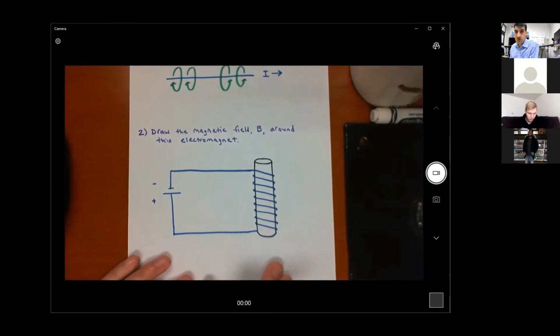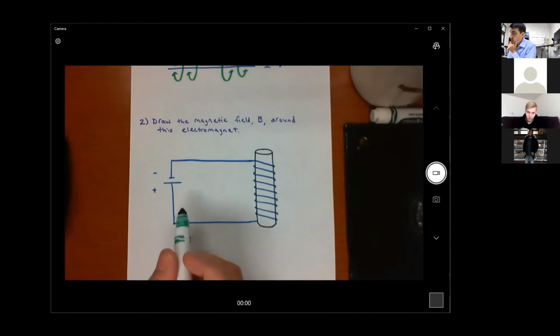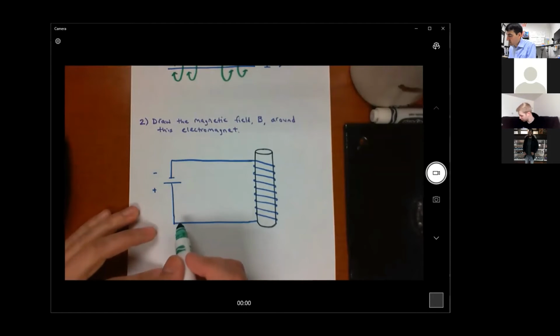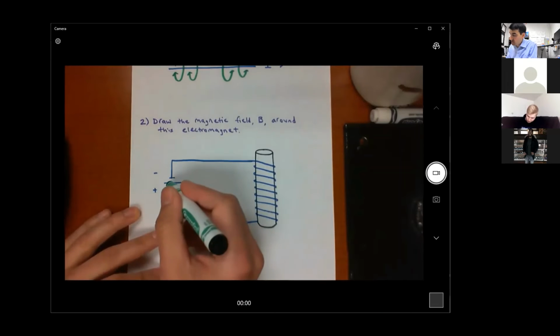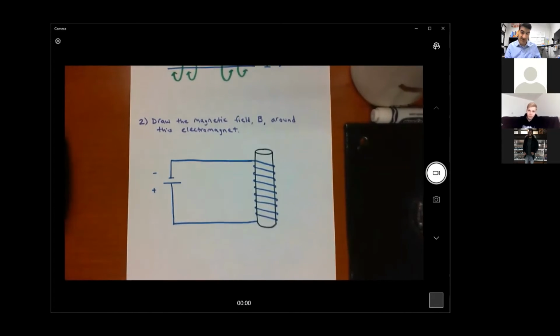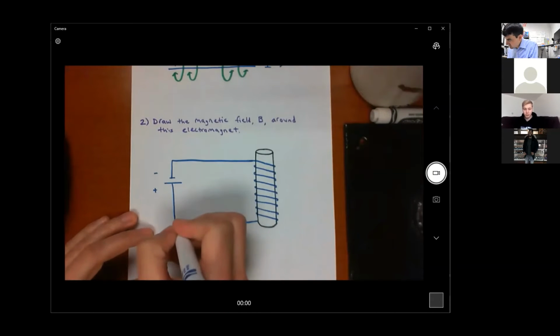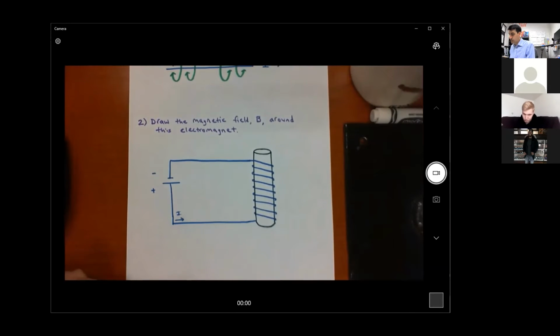Then in number 2, we want to draw the magnetic field around this electromagnet. So I think the way I like to do it is to think about which direction the current is going to flow, and then draw a little magnetic field around the current carrying conductor, and then extrapolate that to the electromagnet. So we're going to have current going in this direction. I'd like to try to draw the current and the magnetic field in different colors. So the current is going left to right in this wire right here.